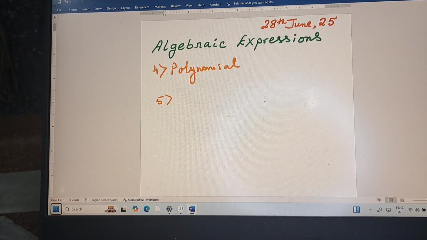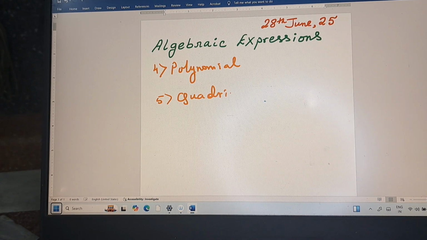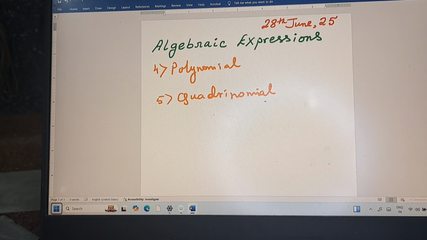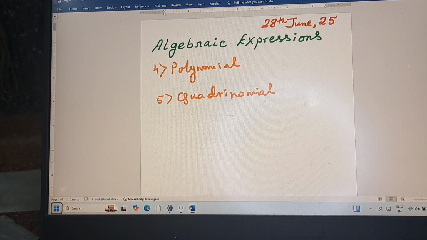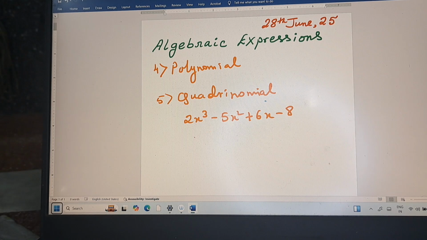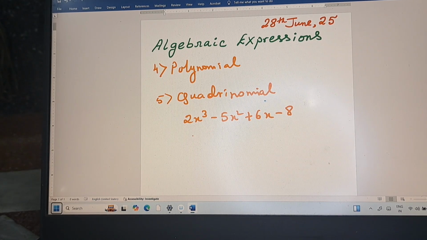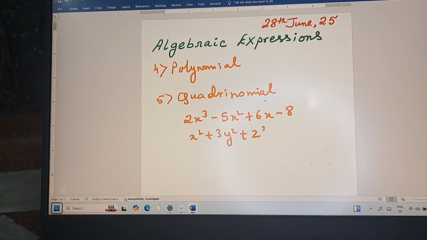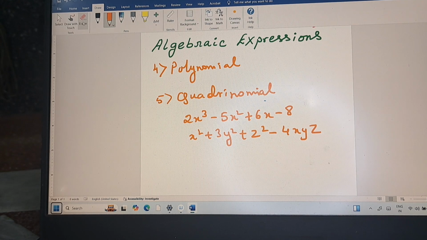And number 5 is called quadrinomial. Quadrinomial means an algebraic expression having 4 terms. So let us take one example. We can see over here there are 4 terms: 2x cube minus 5x square plus 6x minus 8. Let us take one more example of quadrinomial: x square plus 3y square plus z square minus 4xyz. So these are the different types of algebraic expression.